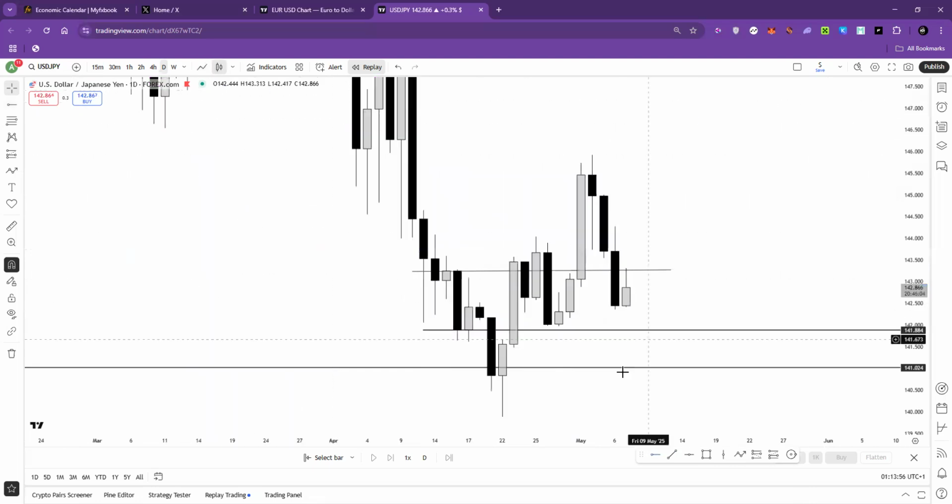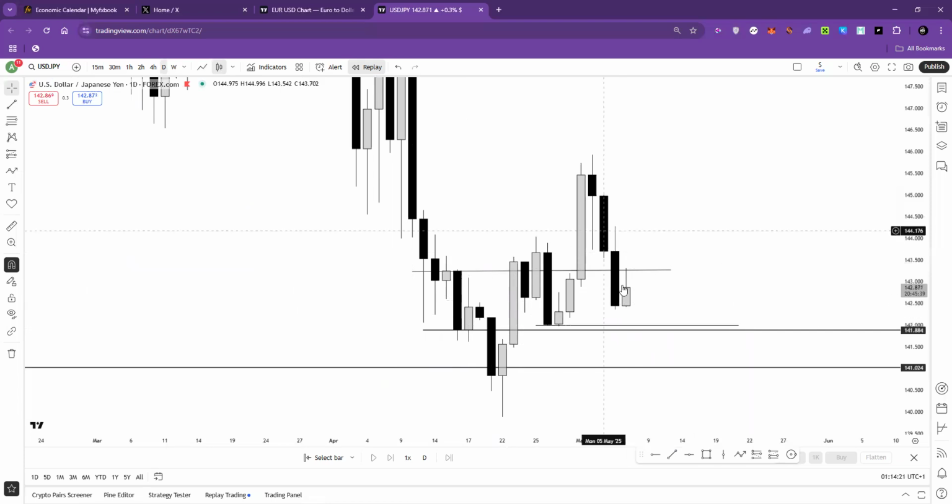Now you can also buy it directly. Now this is your inducement. You could buy directly, but I don't buy directly on the daily time frame. I do not do that. I wait for market to come into this level and give me a rejection from that level. I want to see what the market does at that level first.